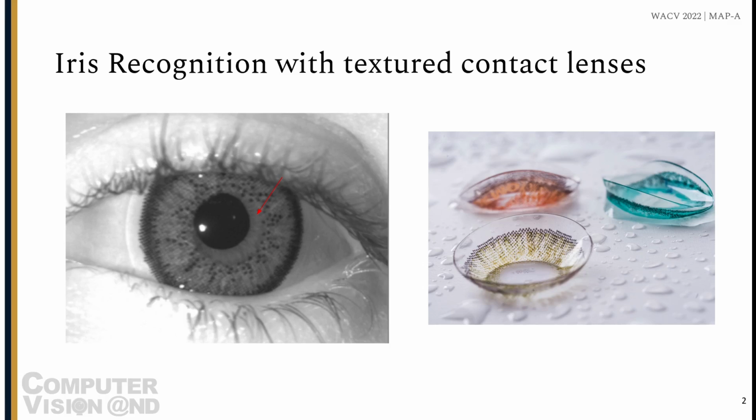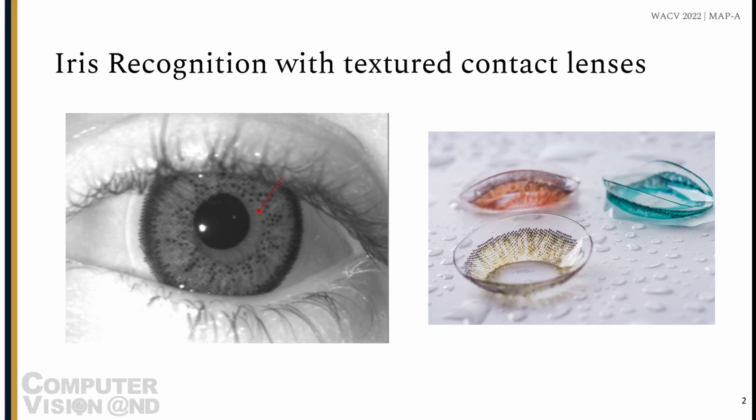In order to do that, we take advantage of how these cosmetic or textured contact lenses are built. Even though they cover almost the entire iris, for some of the region around the pupil, it often remains uncovered because of this opening in the middle that allows light to go through and also accounts for pupil dilation. So, therefore, our idea is to use this authentic information for matches.